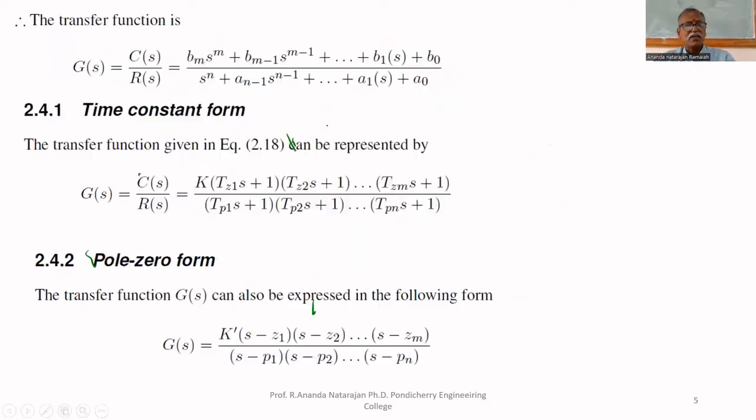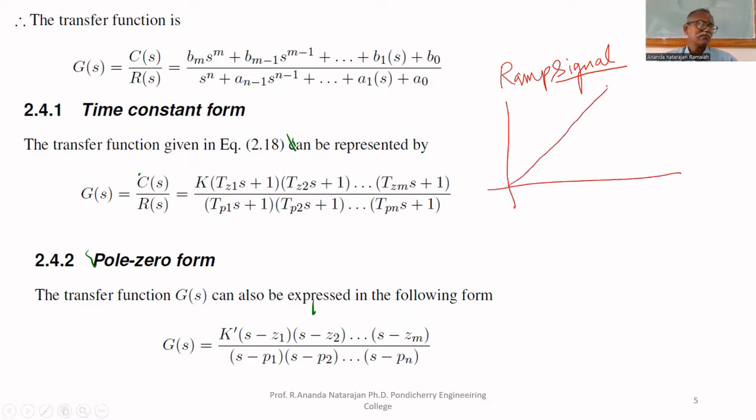The third signal is the ramp signal. In control systems, we say ramp input. It is like a ramp: it goes on increasing up to infinity. Time versus magnitude, this is the ramp signal.